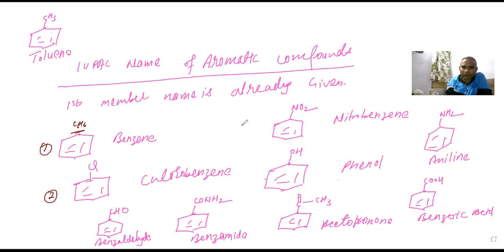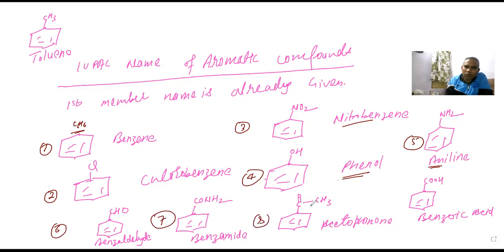A nitro group is there on benzene, so that is going to be nitrobenzene, right? Now the fourth one, OH group on benzene, that will become phenol. If an NH2 group is attached to benzene, that is aniline. If CHO is attached, that is benzaldehyde. If CONH2, that is benzamide. If COCH3, that is acetophenone. If COOH, benzoic acid. And if CH3 is there, that is known as toluene. Is it okay?